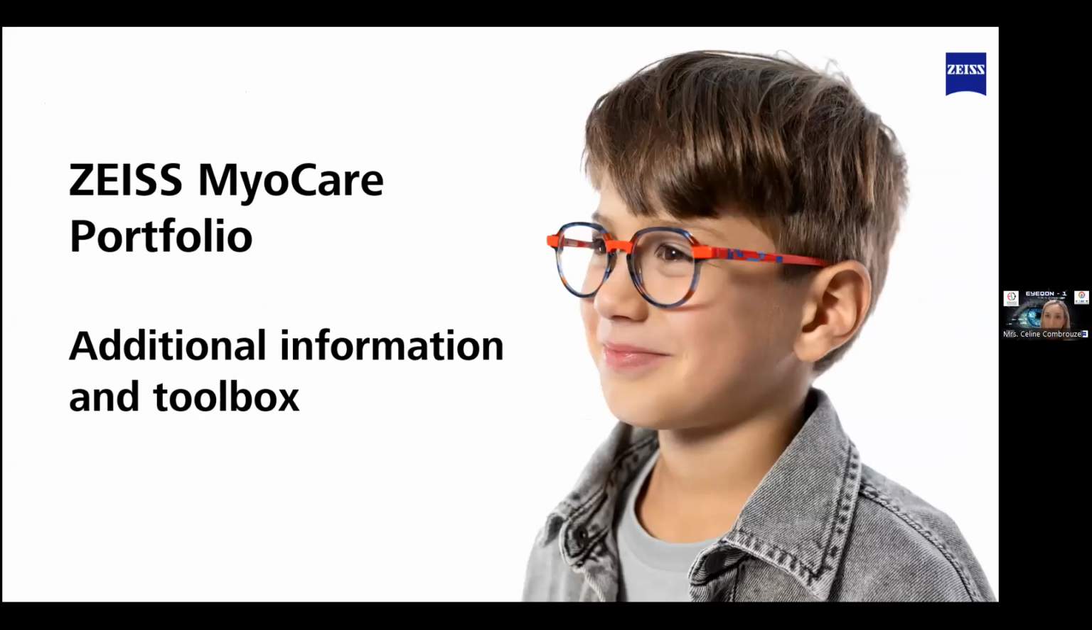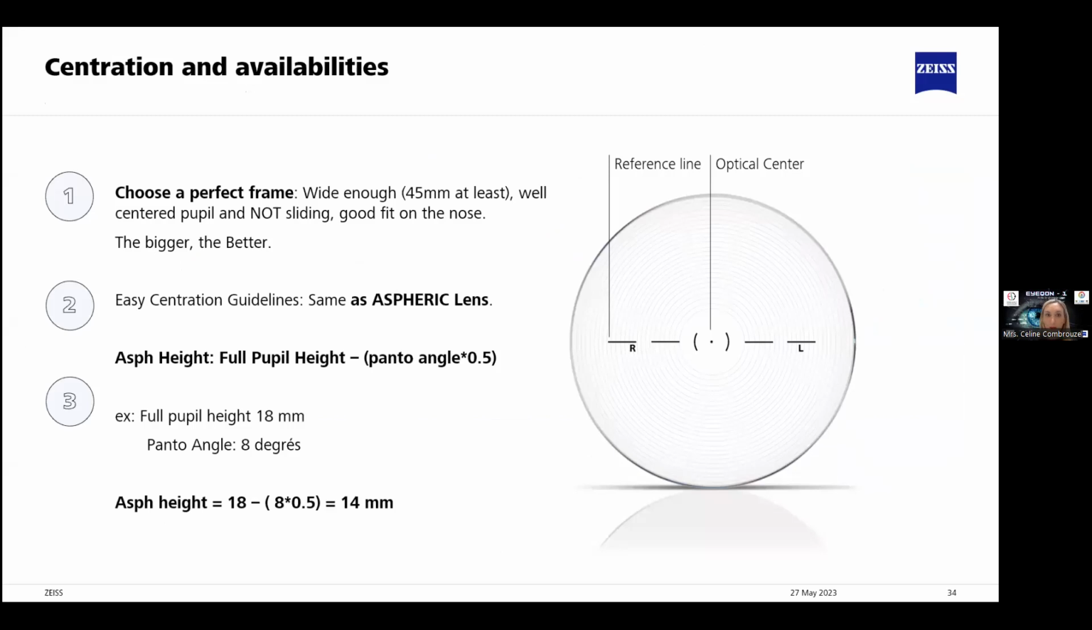Now let's talk about how do we do that? This is quite simple. So to prescribe, first of all, it's just age-related. All children below 9 years old, we really suggest to prescribe Myocare hard design, Myocare normal. From 10 years old, Myocare soft design.